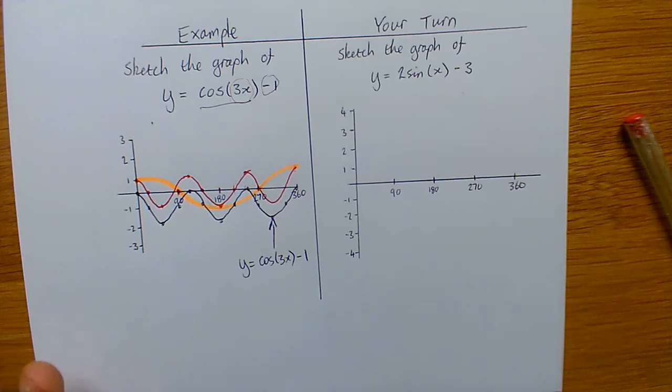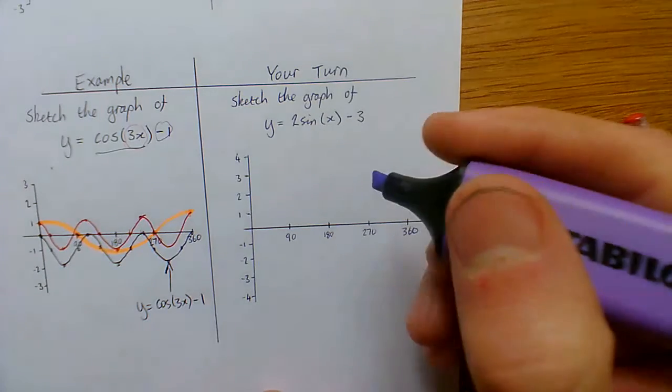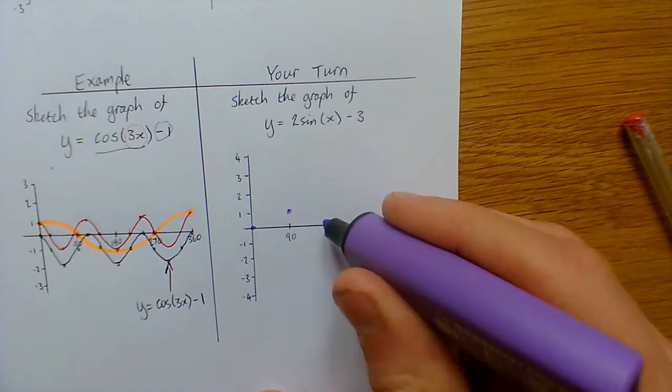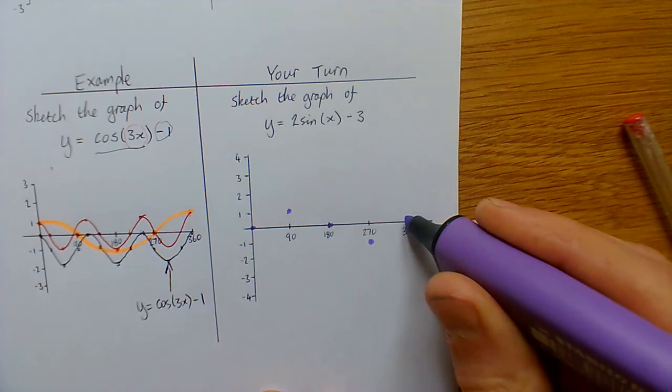Now, last graph here, one for you to have a go at. So this time we've got y equals 2 sine x minus 3. Have a go, pause the video, and I will do that one in just a moment. Okay, hopefully you paused. First thing I'm going to do, plot sine x. So sine x starts at 0, goes to 1, goes to 0, goes to -1, goes back to 0.